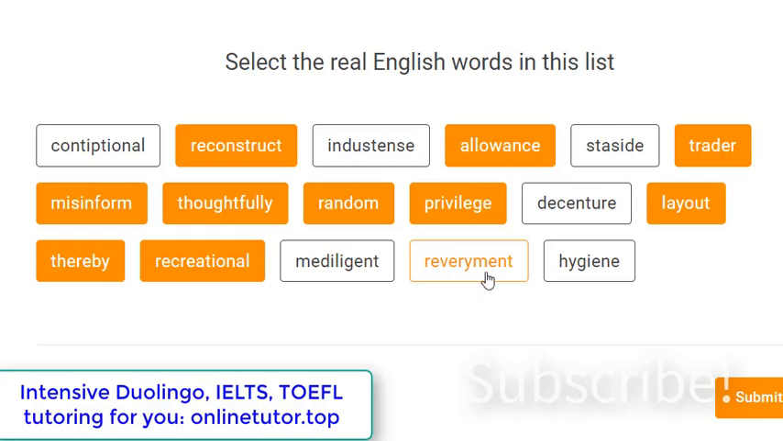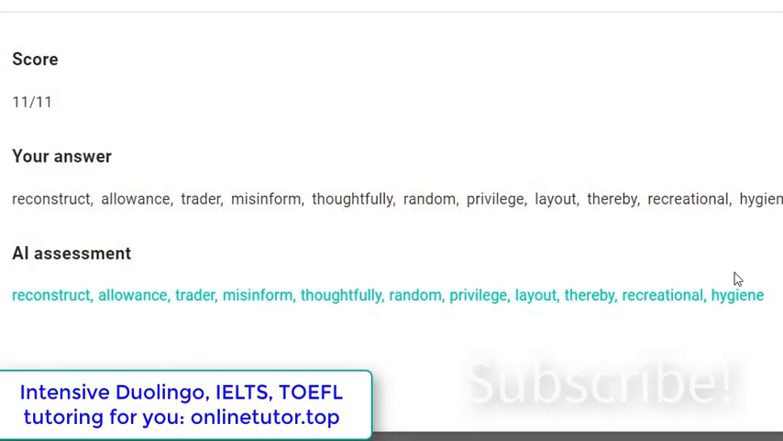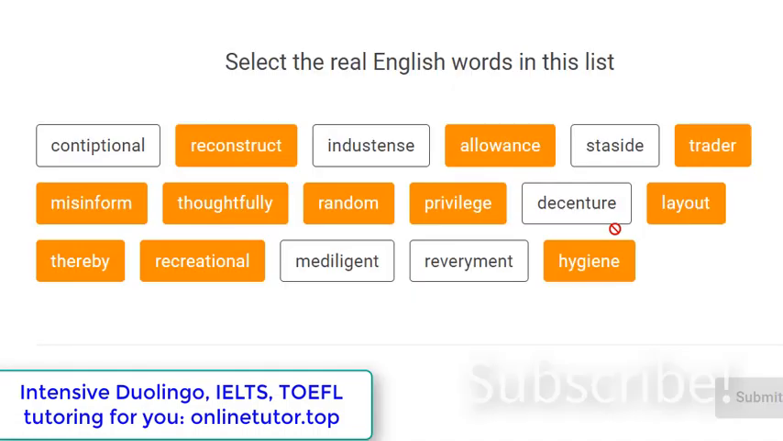Mediligent, no. Reveriment, no. Hygiene, yes. Sometimes, you remember I told you about the mistakes. Yes, sometimes I forget the spelling of hygiene. I think yes. So we will now click hygiene, meaning when you take care of your body. Yes, you wash yourself and all that jazz. So let's click submit and we will see whether I have made some mistakes or not. No, I haven't. Perfect. If I did, there would be some notices about that.